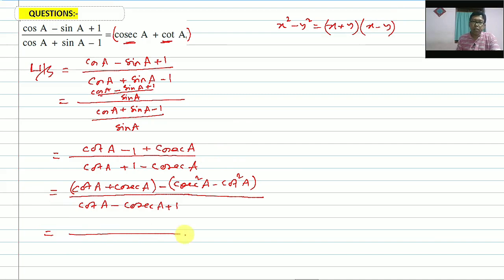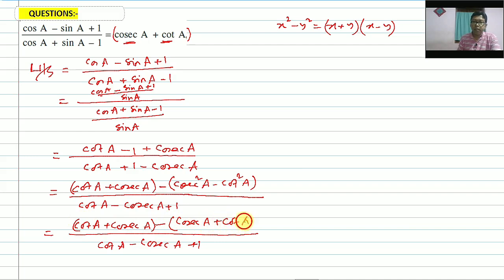Okay, right. The denominator as usual, cot A minus cosec A plus 1, and the numerator cot of A plus cosec A, and break this one, minus cosec A plus cot of A whole into cosec A minus cot of A, isn't it? So you may take cosec A plus cot A common. Okay, take cosec A plus cot A common.